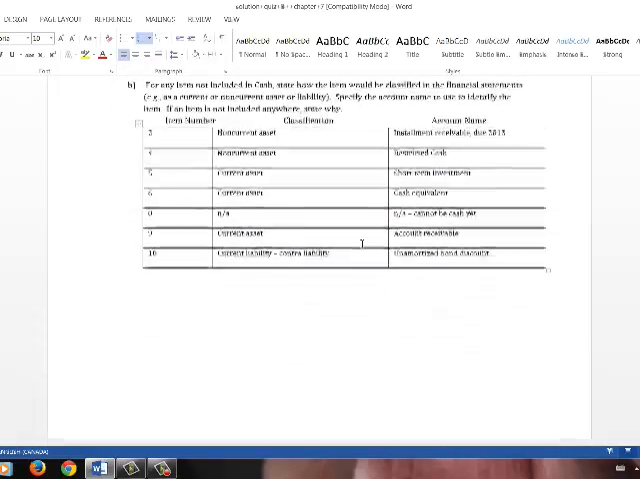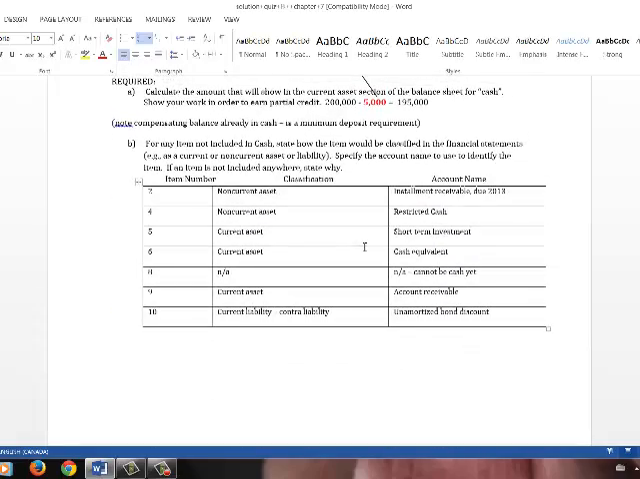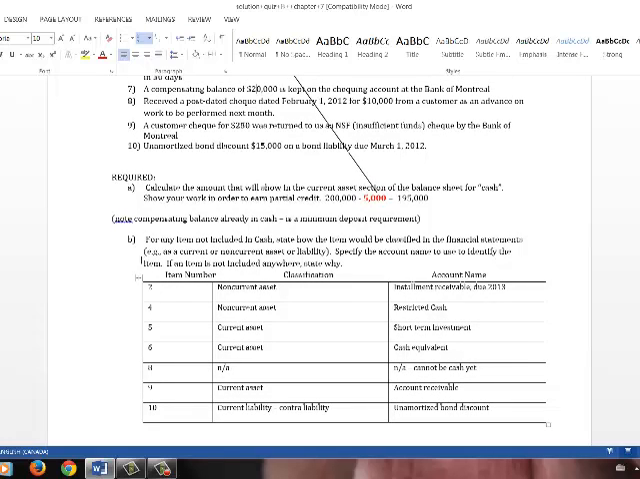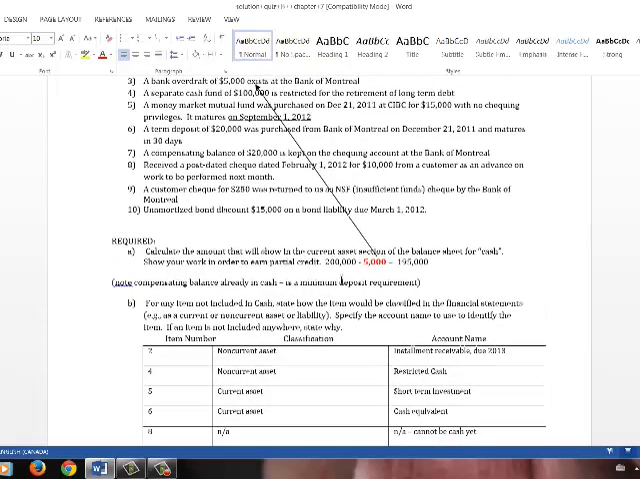So what I've done here is I haven't put anything in here, but I have made a note here that the compensating balance is already in cash, so it's already part of the $200,000. So that's just a minimum deposit requirement. So it wouldn't go in here. It's already included in here.